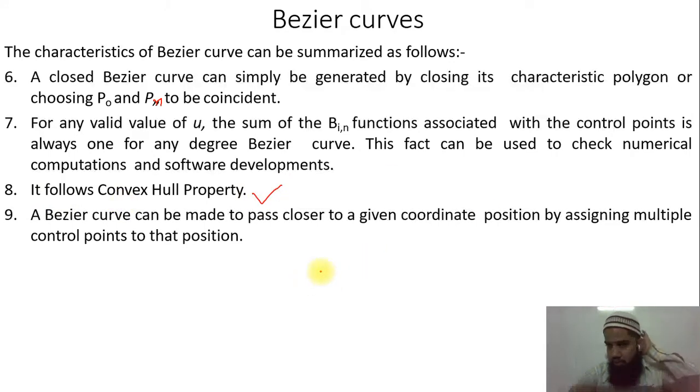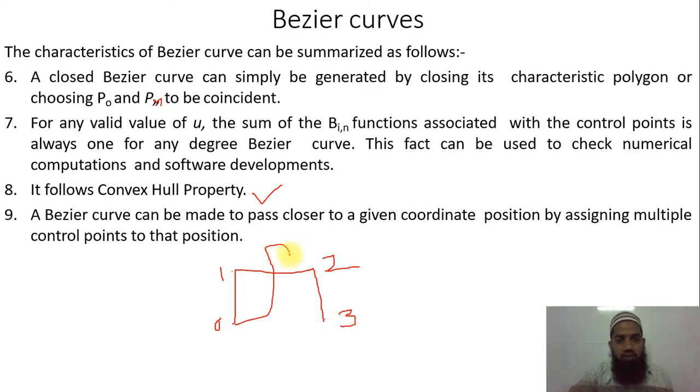The meaning of this property is that if I have 4 points here and connect these 4 control points, control point 0, 1, 2, 3, then the curve cannot pass through like this way. It always follows the property: it always passes inside this polygon itself. This is called the convex hull. It always passes inside this polygon, not going outside.